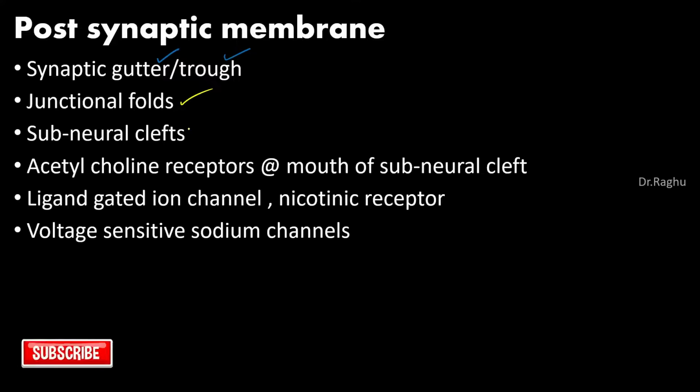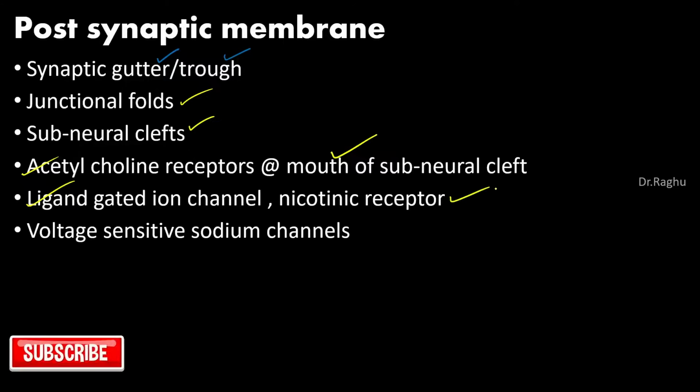The portion which is present in between the junctional folds is called the subneural clefts, and the subneural cleft has two important things. One is the acetylcholine receptors, which are present at the mouth of the subneural cleft, and this is a ligand gated ion channel, and the type of receptor is the nicotinic receptor. Then deeper down in the subneural cleft we have voltage sensitive or voltage gated sodium channels. So these points are extremely important for your exams.